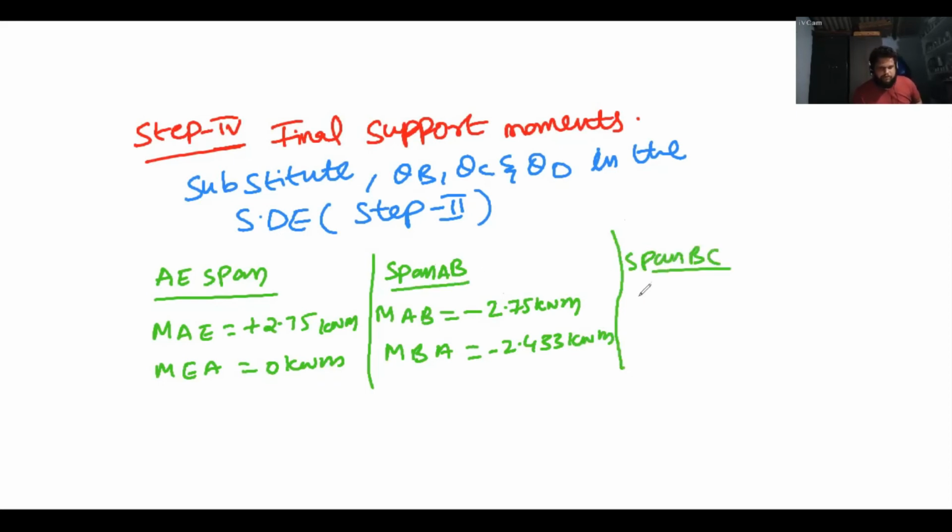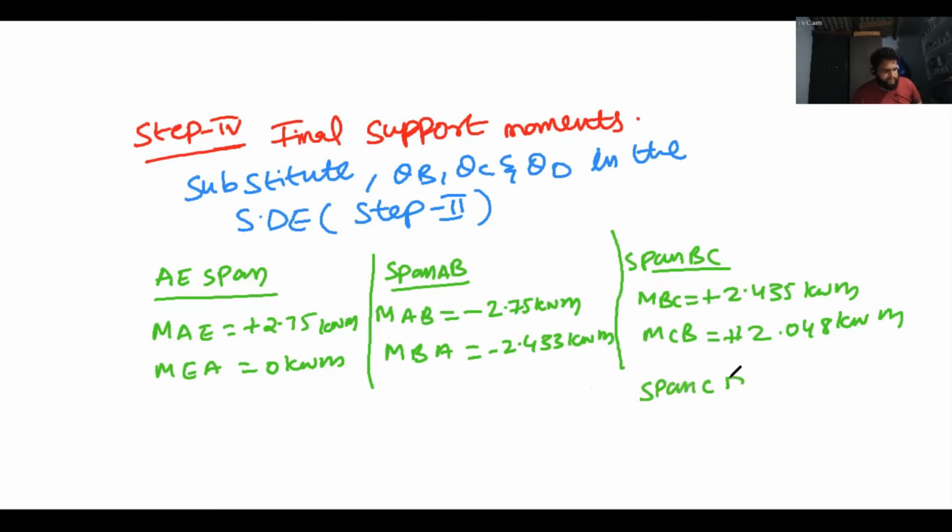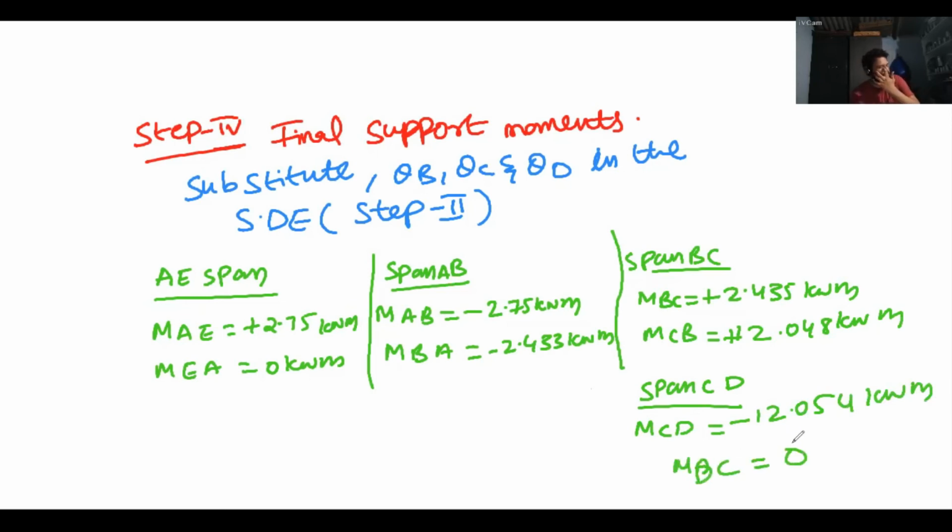Next, span BC. So span BC, M_BC is equal to plus 2.435 kilonewton meter, and M_CB is equal to plus 12.048 kilonewton meter. Next one is span CD. In the span CD, M_CD is equal to, okay, here directly I am writing M dash in the slope deflection equation, minus 12.054 kilonewton meter, and M_D is equal to 0.